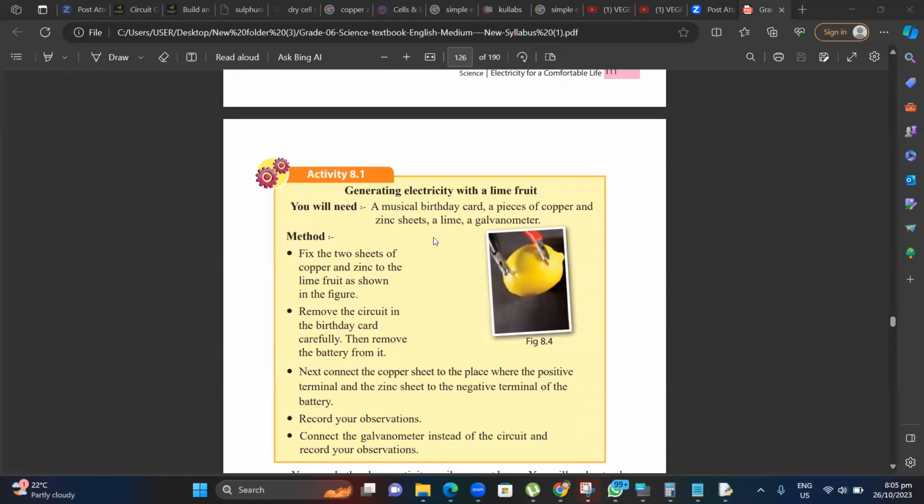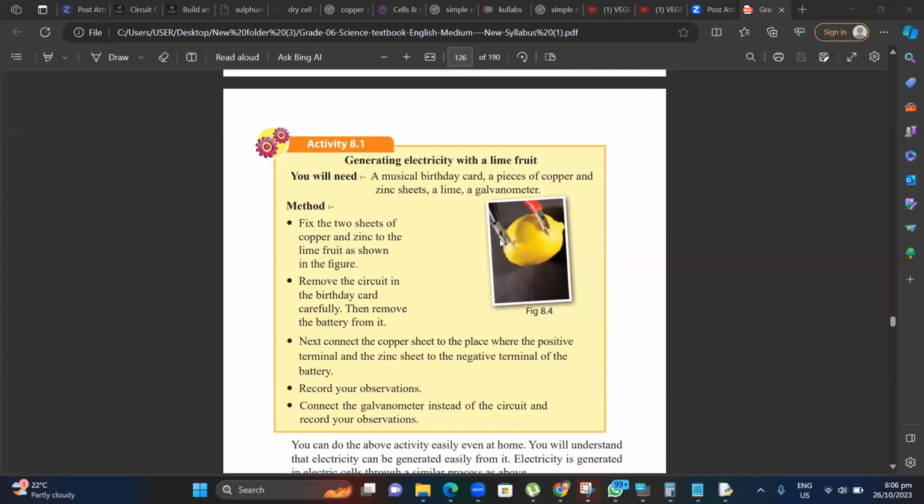And this is a simple cell, and using a lime fruit we have to use one galvanized nail, and on the other side copper. Why galvanized nail? Galvanized nail has a zinc, basically a zinc plate. That's why we are using a galvanized nail.